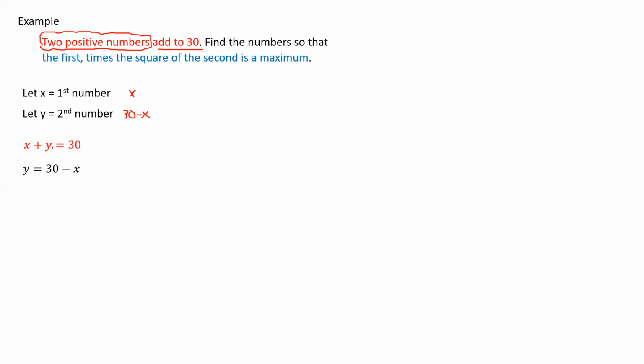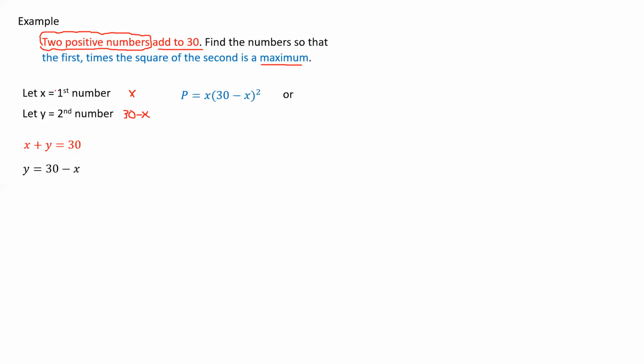Time for the equation. Find out what it is that you're trying to find a maximum or minimum of. So we're finding a maximum of the first number multiplied by the square of the second. That looks like this to me: first number multiplied by second one squared. Now be cautious in this step. There's another way to write this.